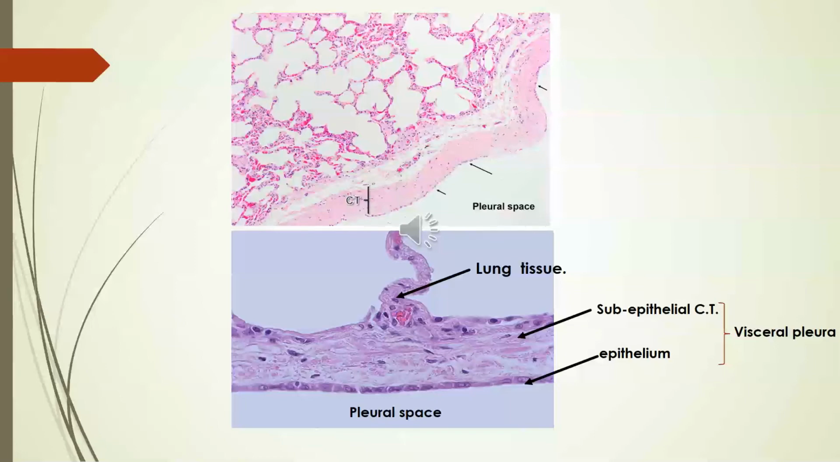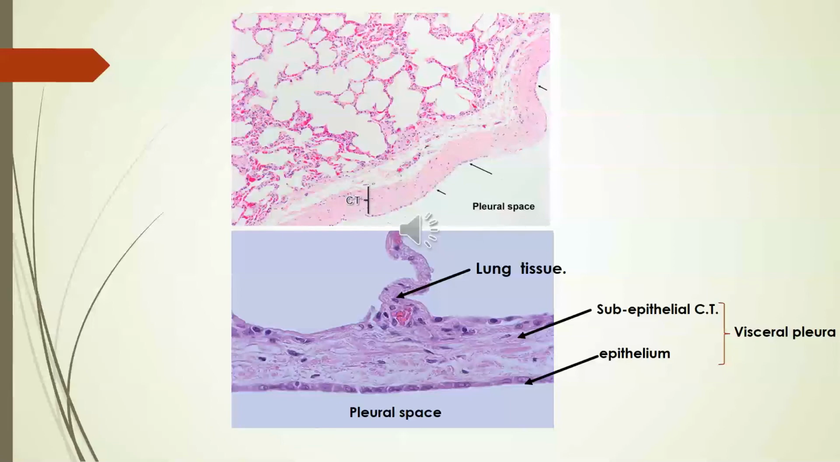These two slides represent the visceral pleura attached to the lung parenchyma. In the upper one we can see a thick pink colored line surrounding the alveoli. This is the visceral pleura attached to the lung tissue. The lower one is a higher magnification of the upper one, and we can see here the epithelium and the subepithelial connective tissue, which is called the visceral pleura, attached directly to the lung tissue.